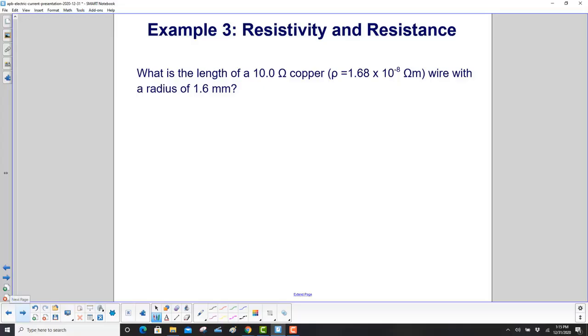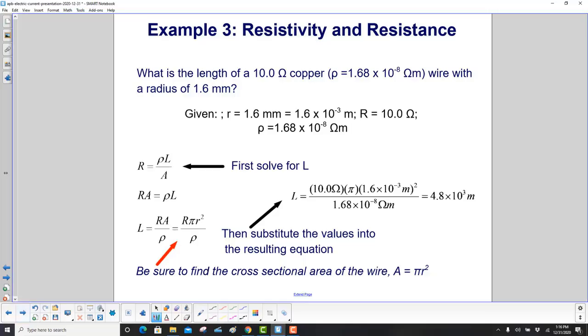What is the length of a 10 ohm copper wire with a radius of 1.6 millimeters? And here we have the resistivity of copper. Our givens, we have the cross-sectional radius of this wire is 1.6 millimeters, but we need to convert that to meters. So 1 millimeter is 10 to the minus third meter, so 1.6 millimeters would be 1.6 times 10 to the minus 3 meters. Here's our resistance, and here's our resistivity.